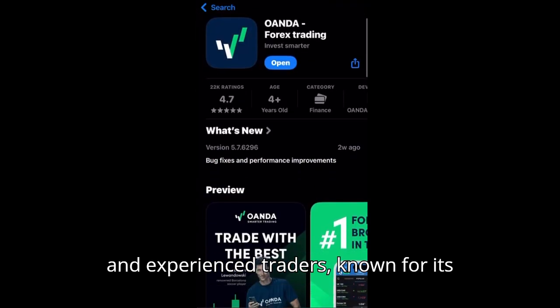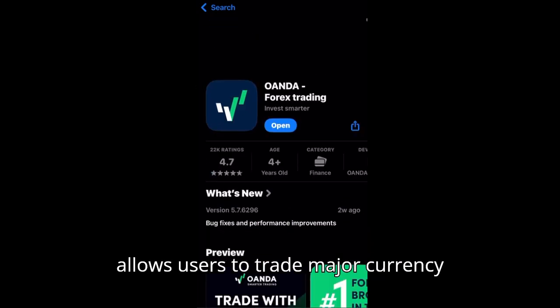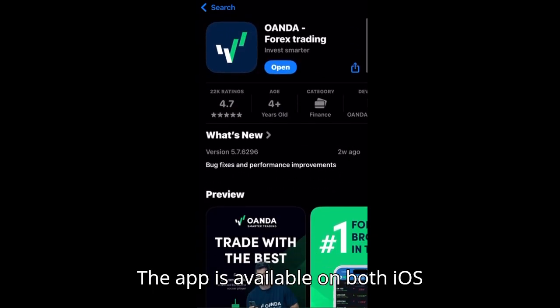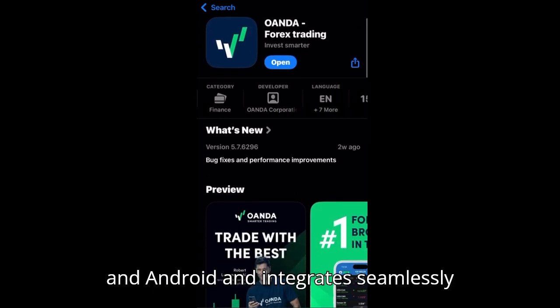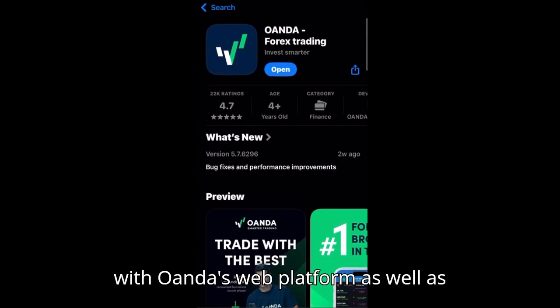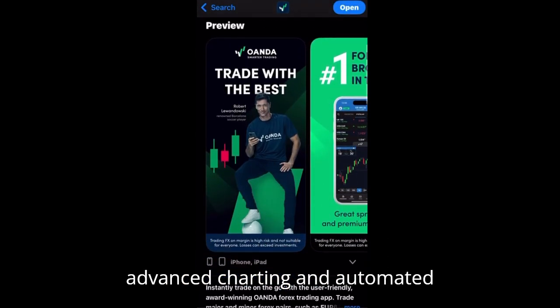Known for its strong regulatory background and transparent pricing structure, Oanda allows users to trade major currency pairs, commodities, indices, and more. The app is available on both iOS and Android and integrates seamlessly with Oanda's web platform as well as MetaTrader 4 for users who prefer advanced charting and automated strategies.